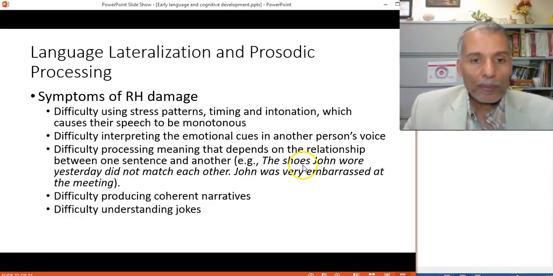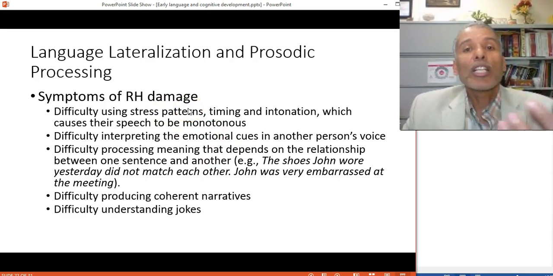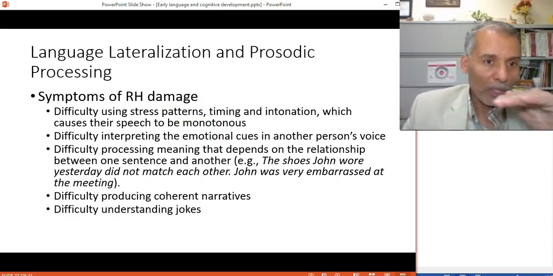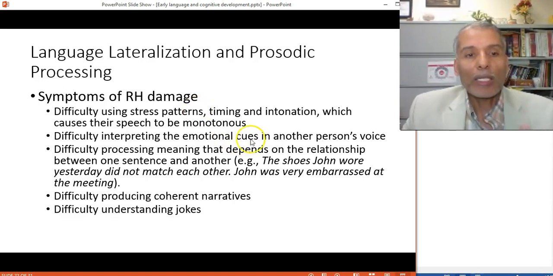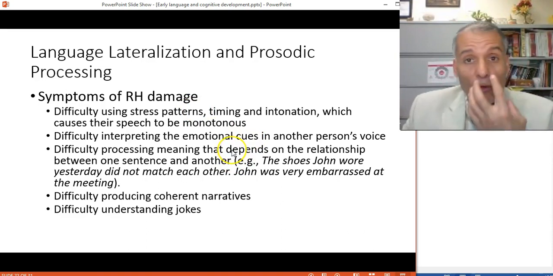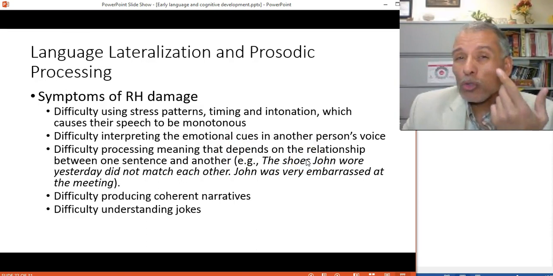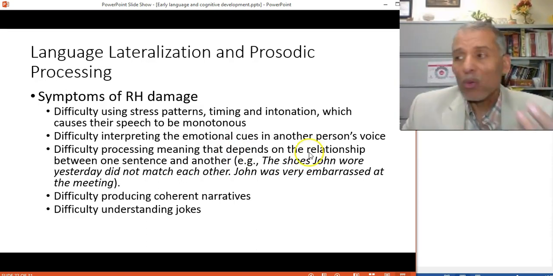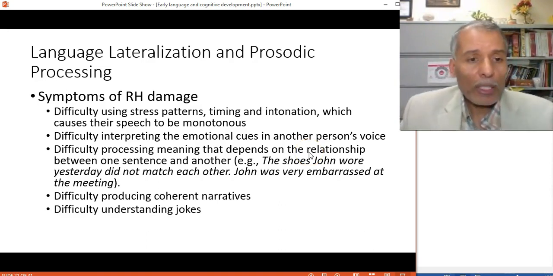People who have a stroke or damage in the right hemisphere have difficulty, for example, using intonation, using a melody, making a normal melody of speech. Speech could be just flat, monotonous, and they have difficulty interpreting, reading your emotions on your face. They have difficulty understanding what you mean by your tone of voice. You might be saying a joke. They don't take it as a joke, maybe. They will see it as serious, or the opposite.